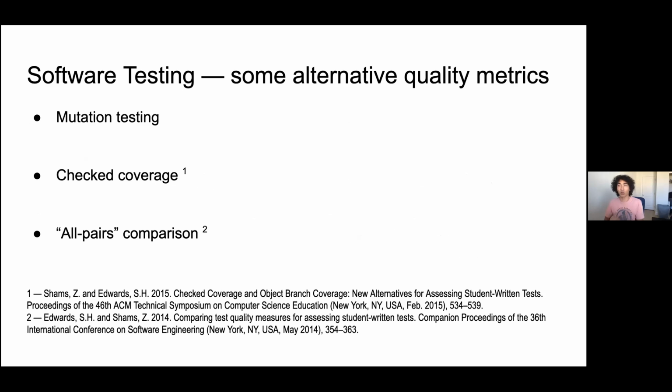So there are some alternative quality metrics out there. One of them is mutation testing. The core idea is take the implementation code and change something about it, make a mutant out of it. And if you make a mutant out of it, the test suite should catch that mutant. It should identify and fail that mutant. So that's how mutation testing works.